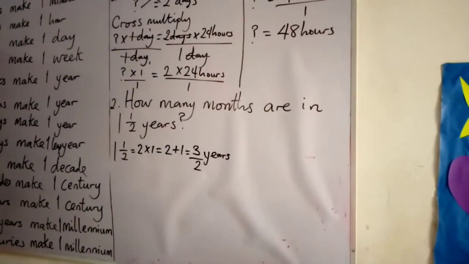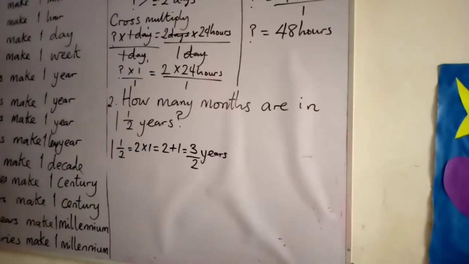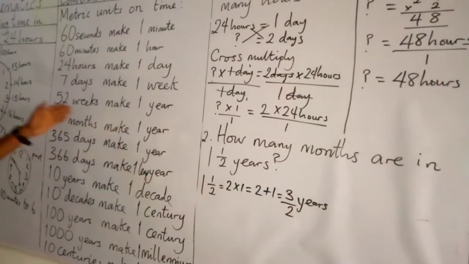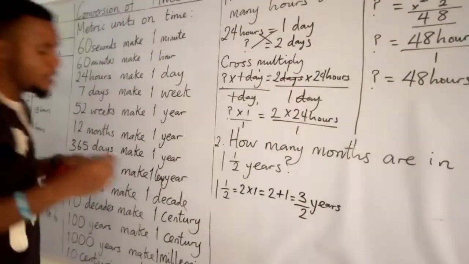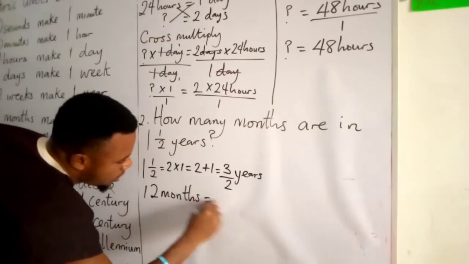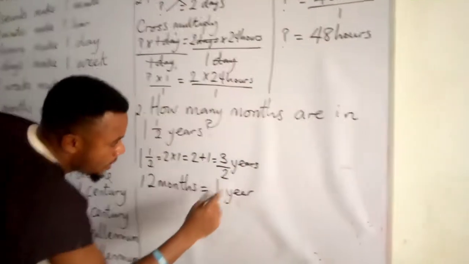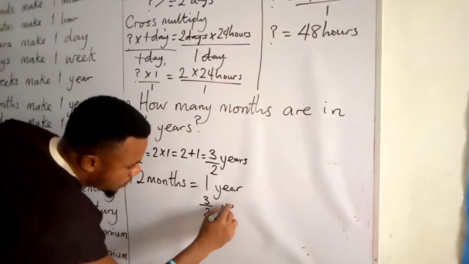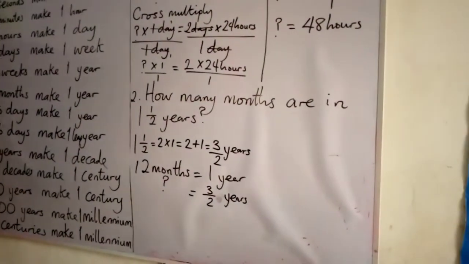Remember the relationship, we are looking at month and years. On this table, we look for where we have month and years. Now we have 12 months make a year. 12 months make 1 year. That is the relationship between month and year. So 12 months is equal to 1 year. Now we have 3 all over 2 years. We don't know the months here. Unknown.